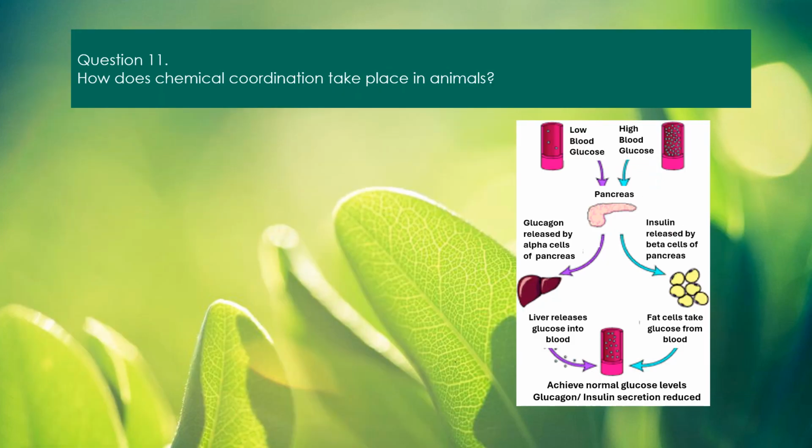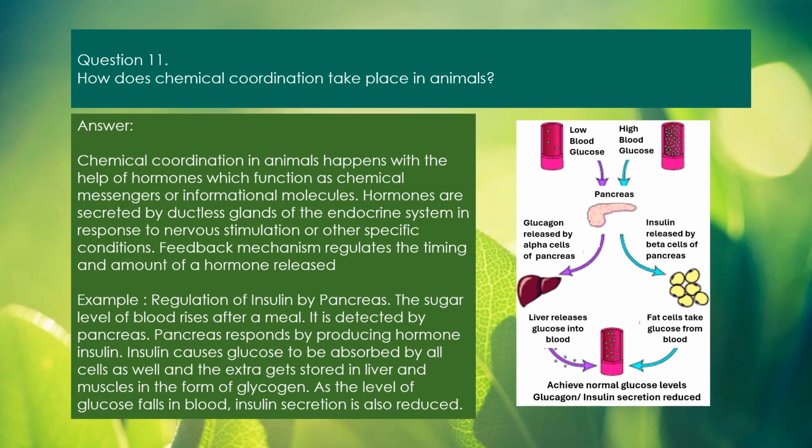How does chemical coordination take place in animals? Chemical coordination in animals happens with the help of hormones, which are chemical or informational molecules. Hormones are secreted by ductless glands of the endocrine system. And then there's a feedback mechanism which regulates the timing and the amount of the hormone released. An example is the regulation of insulin by the pancreas.